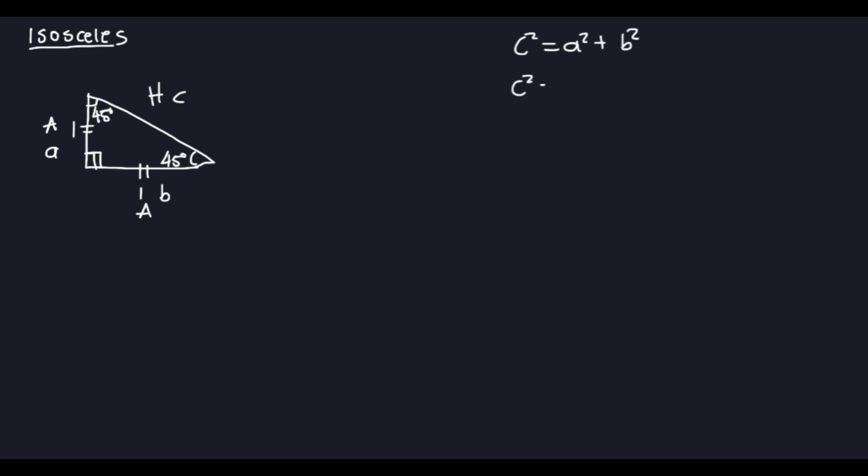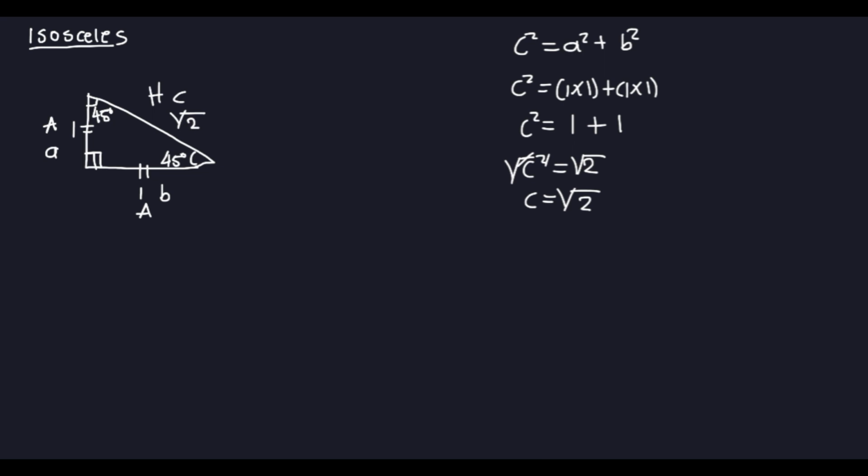So c squared is equal to the value of a, 1 multiplied by 1, plus b, also 1 times 1. C squared is equal to 1 times 1 is 1, plus 1 times 1, 1. So c squared is equal to 2. If we take the square root on both sides, c is equal to the square root of 2. We are just going to leave it like this. So the hypotenuse is the root of 2.